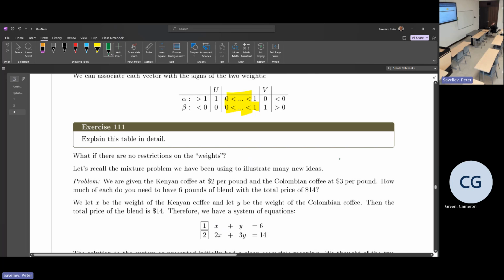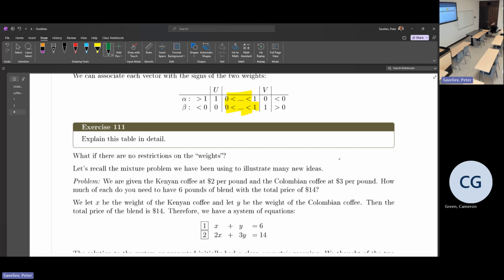Remember the problem about coffee on the first day of classes. It is a combination of two coffees to create the blend, and it's entirely up to us what weight to assign to the Kenyan coffee and to the Colombian coffee. So they do not have to add up to 1 necessarily. They actually add up to 6, so the total weight is supposed to be equal to 6.